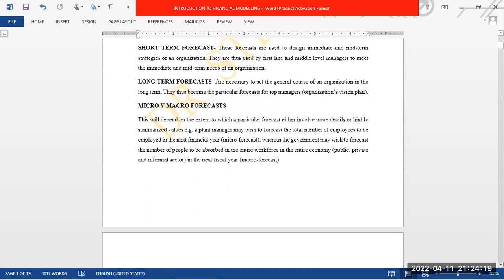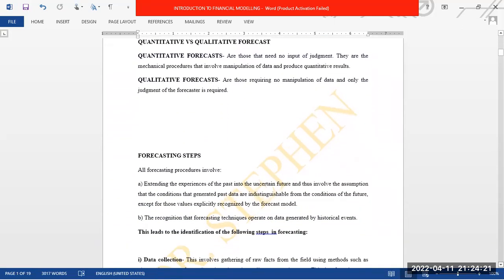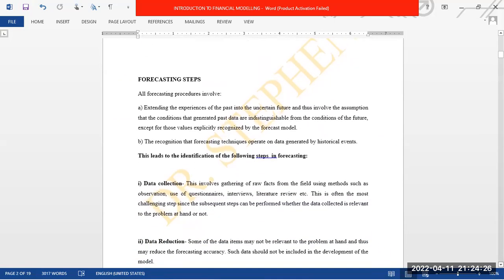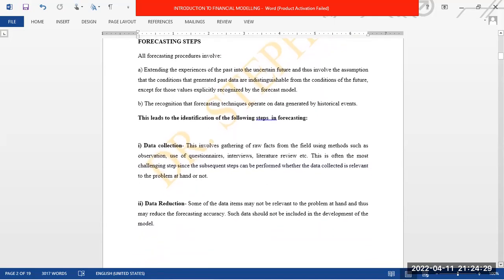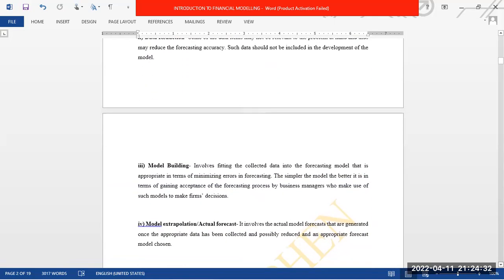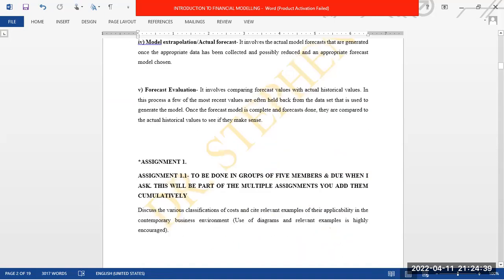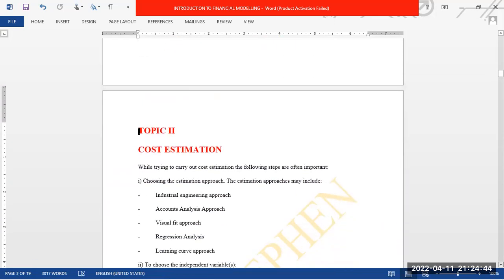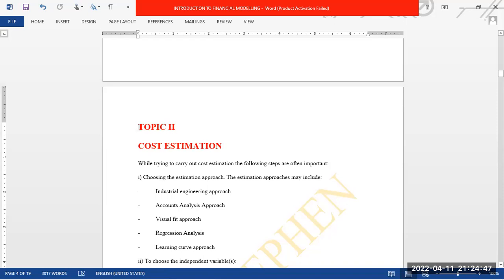Then after that we checked on forecasting steps, where the steps were data collection, we have data reduction, then if that is not enough, we had modeling or model building, then model extrapolation, then actual forecast. So, directing to what we are supposed to be doing today, we are supposed to look at cost estimation. While trying out the cost estimation, we begin by looking at some of the estimation approaches.